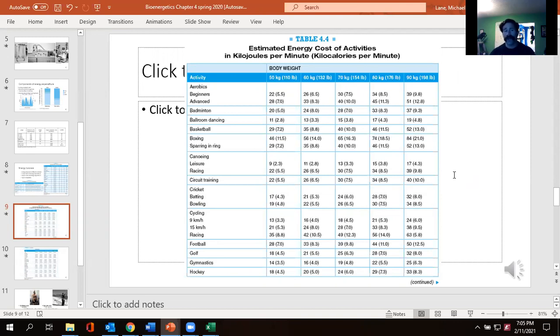This is a good table for you guys, because notice we're getting the total caloric demands relative to the size of the individual. Now, this is obviously across a wider swath.